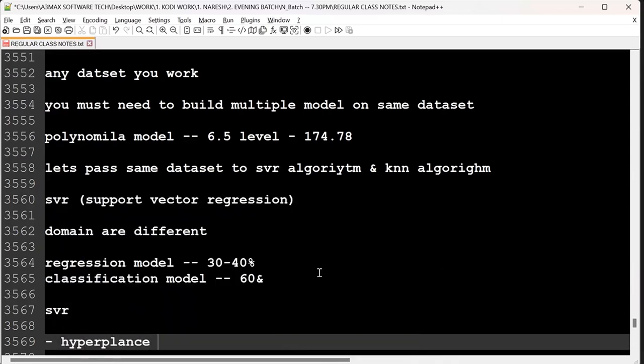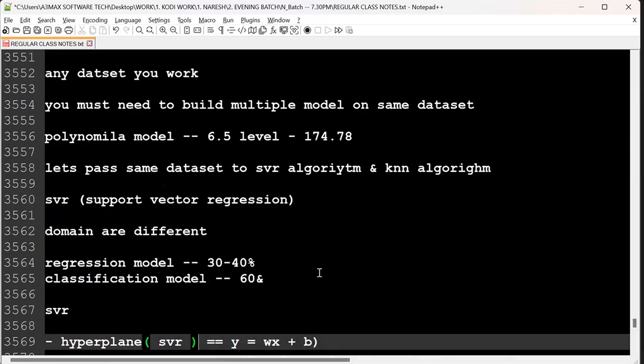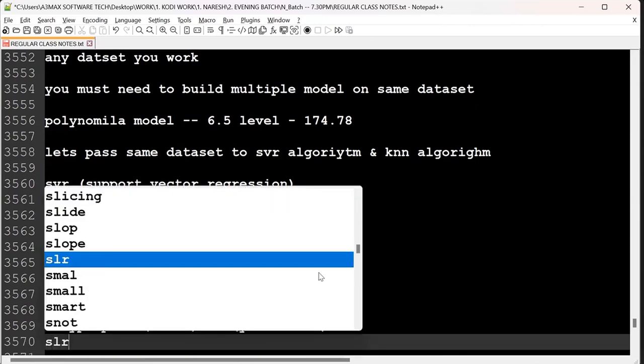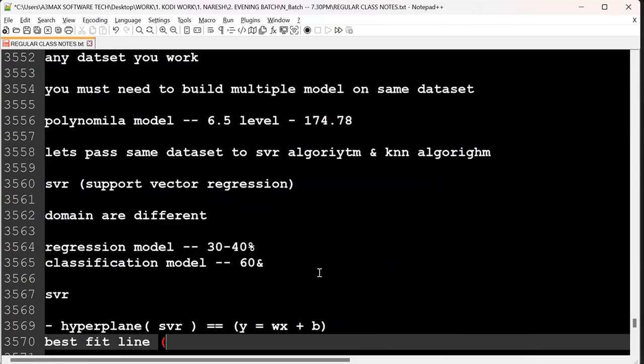Hyperplane. In SVR, we have a concept called the hyperplane. What is the equation? y equals Wx plus b. Clear with this one? Okay, done. And in simple linear regression, what we call the best fit line, the equation is y equals mx plus c.